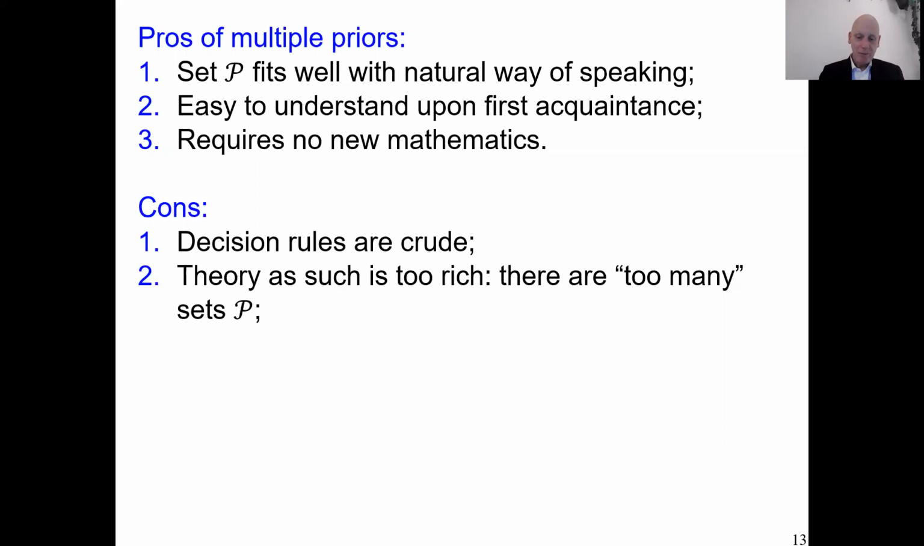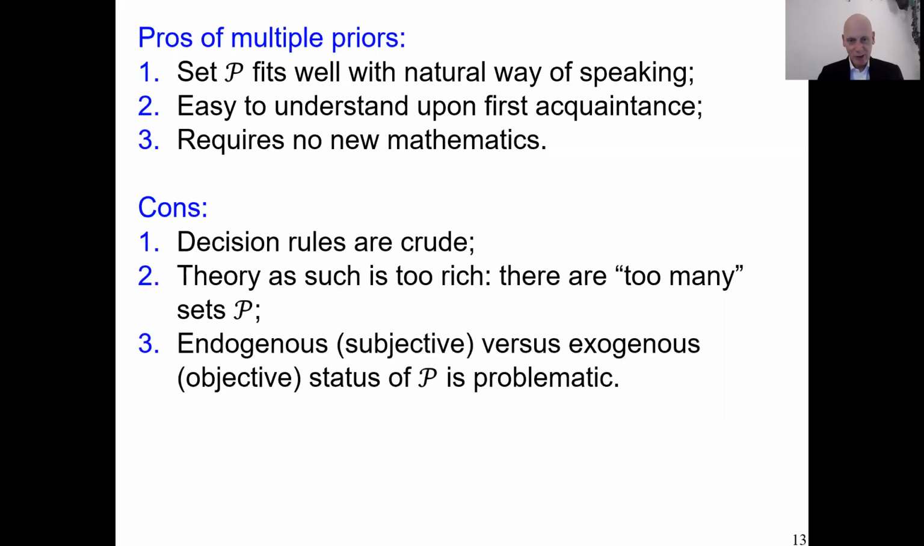A third problem, maybe related to the second, is the status of the set of priors. Is it endogenous or exogenous? Well, sets of priors and maybe sets of numbers are natural ways of speaking linguistically, but usually information from nature doesn't come as sets of priors in that form. So in that sense, if you want this multiple prior theory to be a general ambiguity theory, you will have to allow the set of priors to be endogenous, a way for the decision maker to express beliefs and the degree of ambiguity and how subjective these things are.